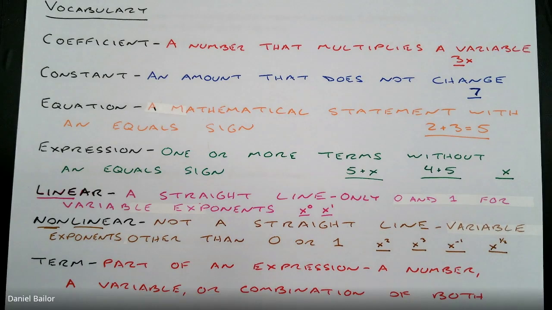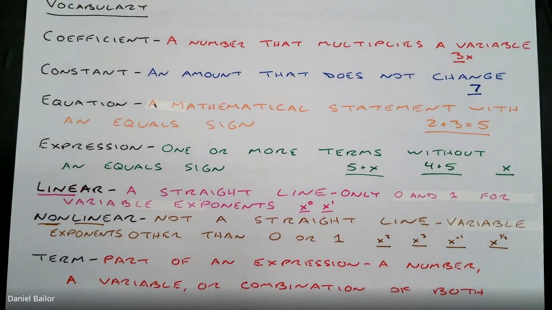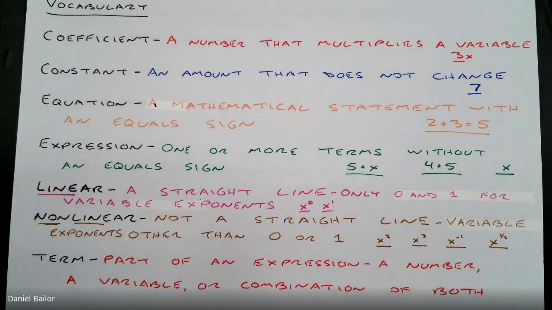Our last vocabulary term for this lesson is term. In math, term means that something is part of an expression. So any part of an expression is a term. A number in an expression is a term. A variable in an expression is a term. Or a combination is a term.